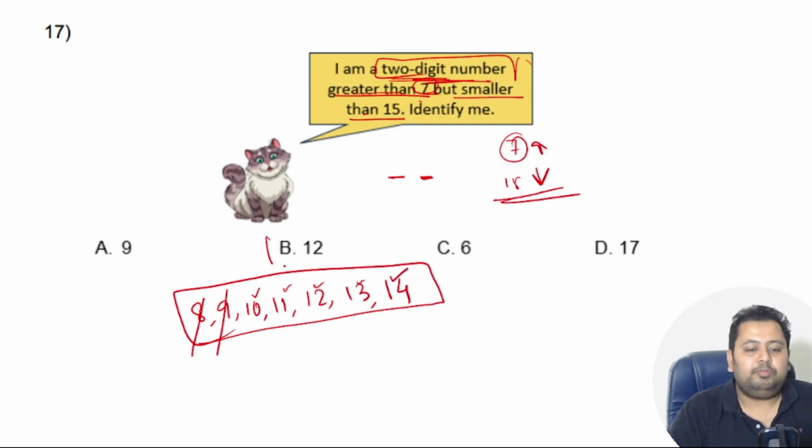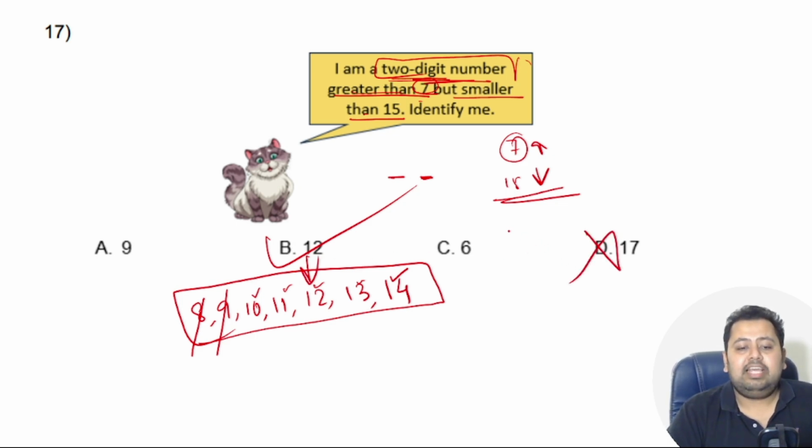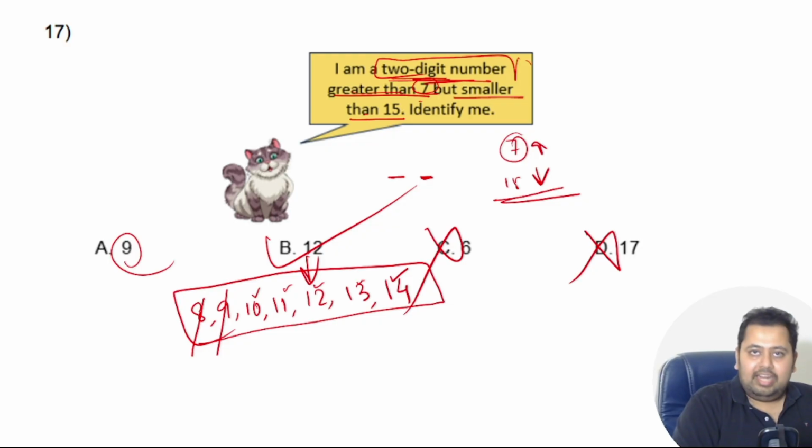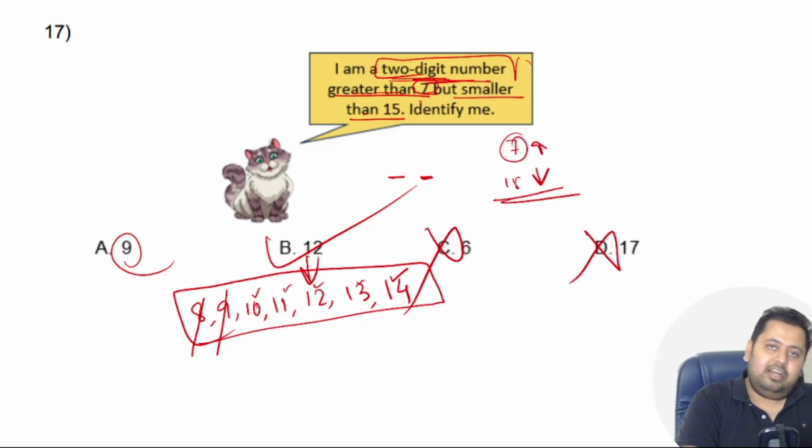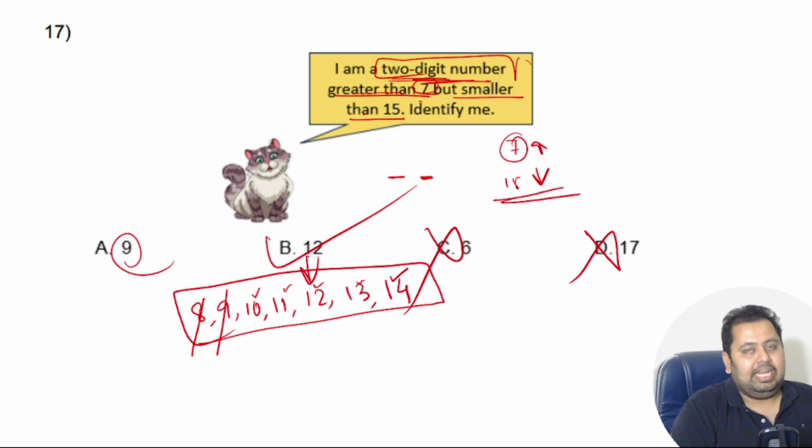So option number B is the correct answer because that is the only one that fits. 17 obviously cannot be the answer because it is more than 15. 6 cannot be the answer because it is less than 7. And 9 is a single-digit number. I hope you got it right. If you did, give yourself a star and we move to question number 18.